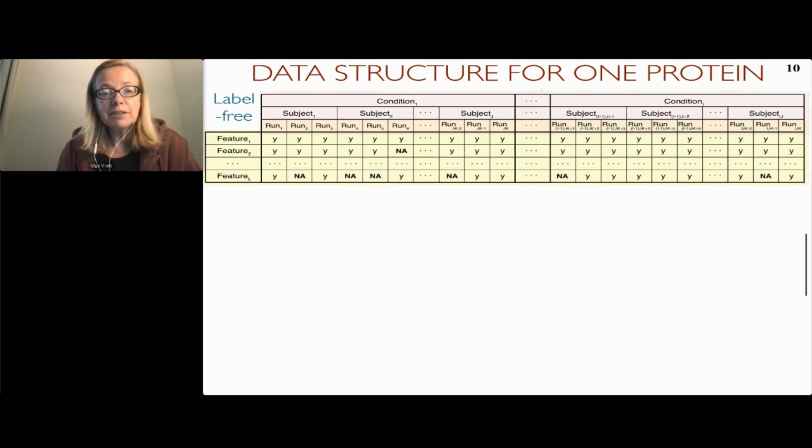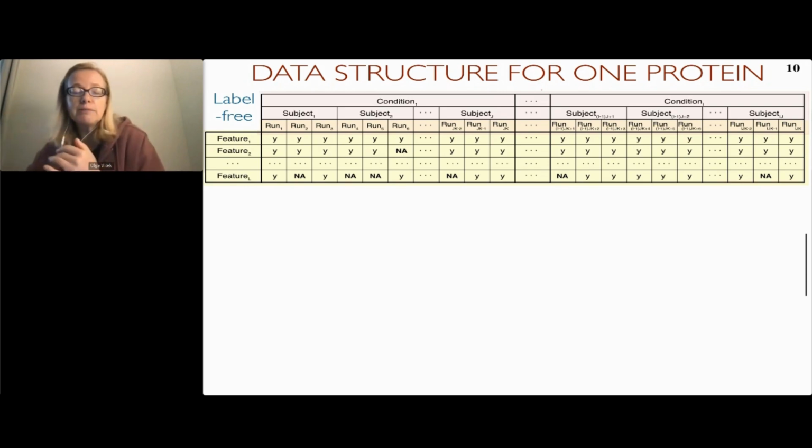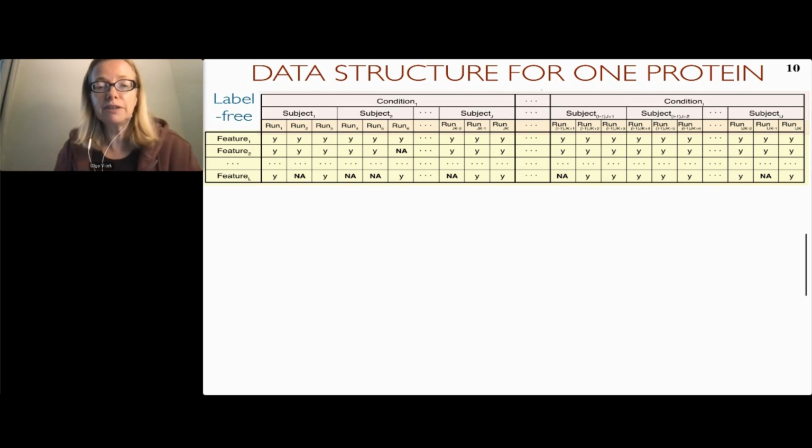Now, multiple subjects are grouped because they come from the same condition. And then we have another condition where we have potentially other subjects. This is a group comparison design, or same subjects if this condition is a different time point.